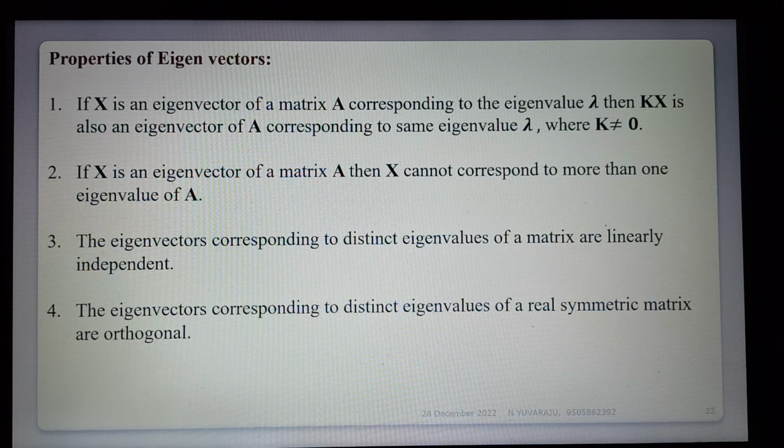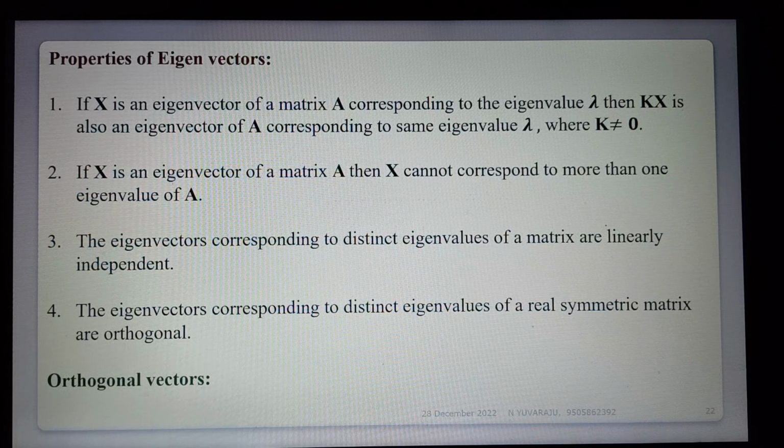Next, fourth one, the eigenvectors corresponding to distinct eigenvalues of a real symmetric matrix are orthogonal. The distinct eigenvectors are always mutually orthogonal. So these are the properties of eigenvectors.